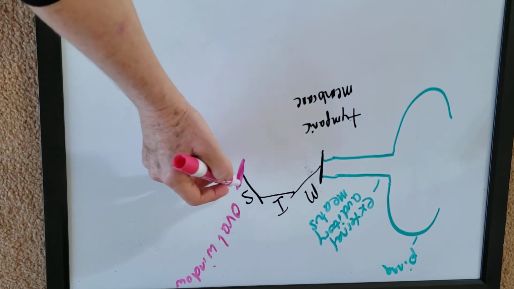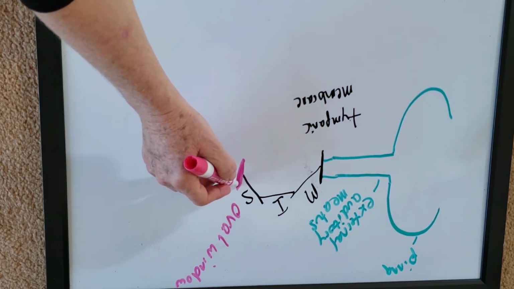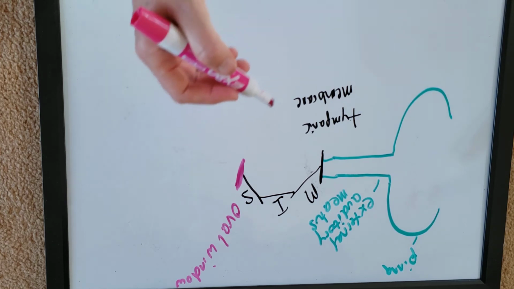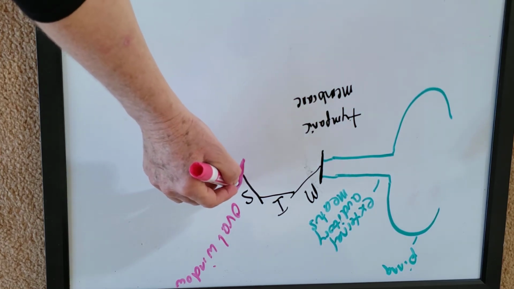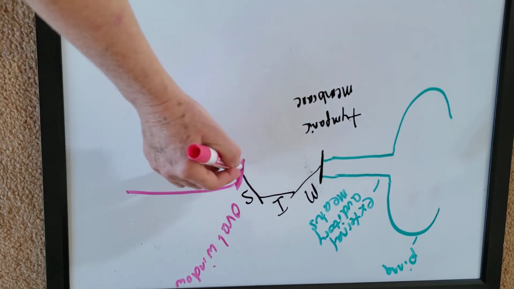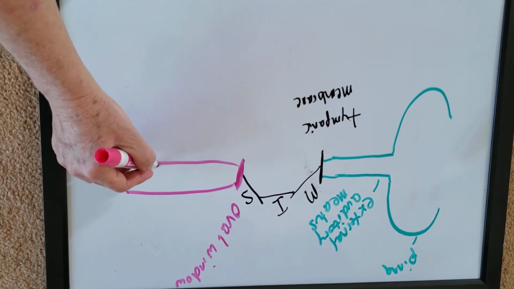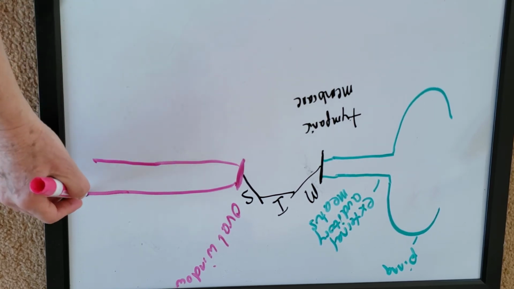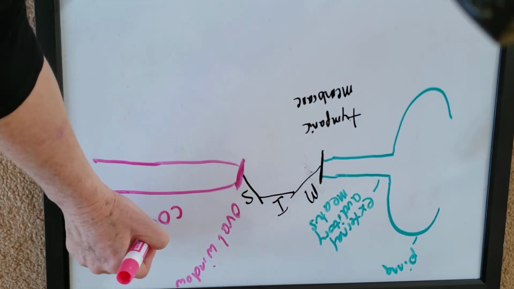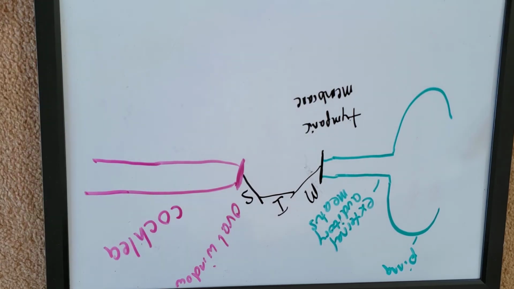And then that leads to the rest of the ear, the inner ear. And I'm not going to try to draw that here, but there's the cochlea, which is shaped like a snail. And I'm going to kind of stretch it out right here. So that leads to the cochlea. And I will draw this one separately.